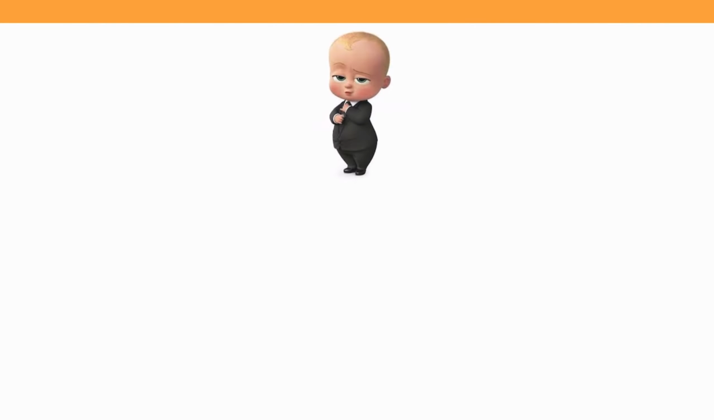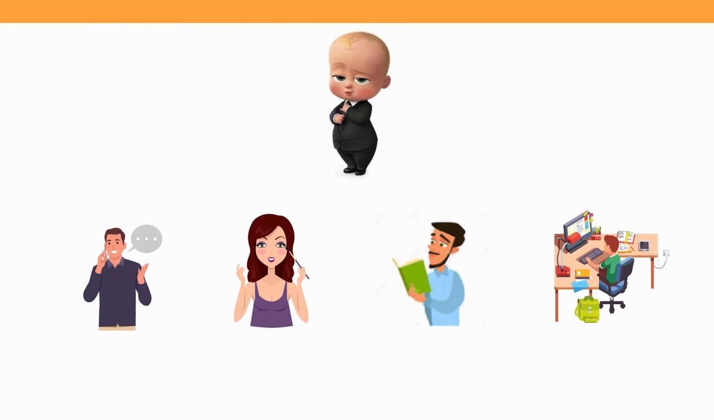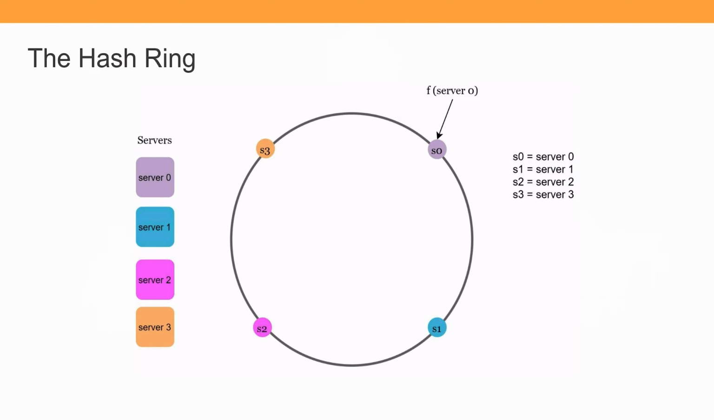Now coming back to the analogy of our baby boss and his employees. What the baby boss has done is divide all the tasks equally among all the employees. So all the employees will have an equal number of tasks that they are working on, and none of the employees will be overloaded. Mapping this to our hash ring, it would look something like this. All our server 0, server 1, server 2 and server 3 will have an equal number of requests that they are going to serve.